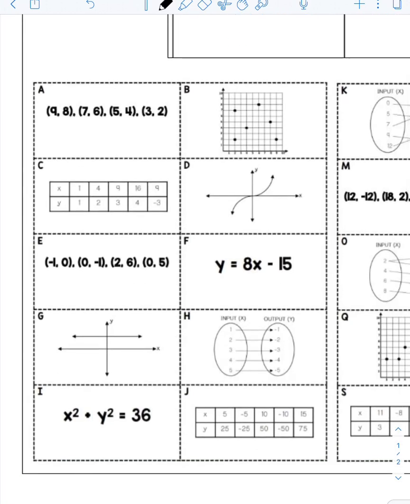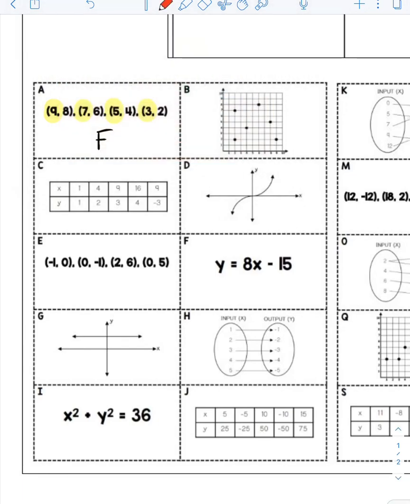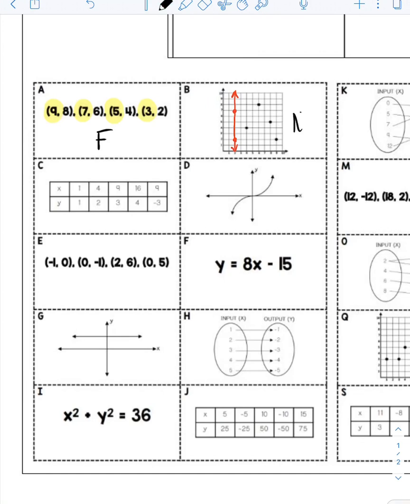A. With points, we want to look at our x values. So I have 9, 7, 5, 3. None of those repeat, so this is a function. B. When we have a graph, remember we want to do our vertical line test. And I do notice that 2 points touch my vertical line. This fails the vertical line test, so this is not a function.